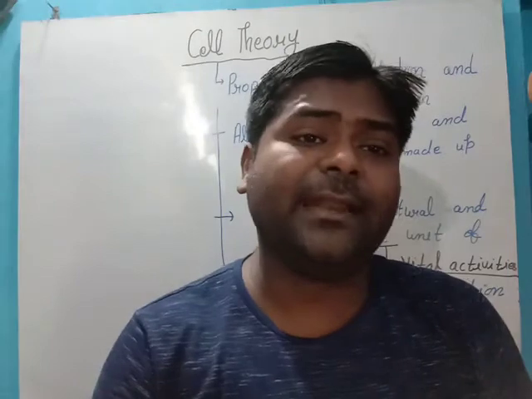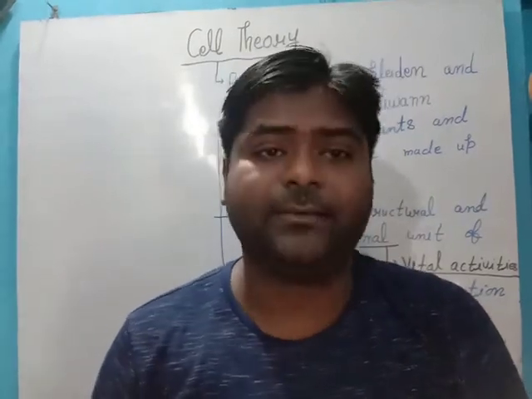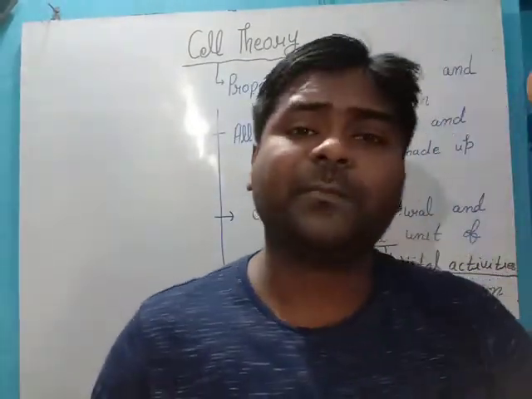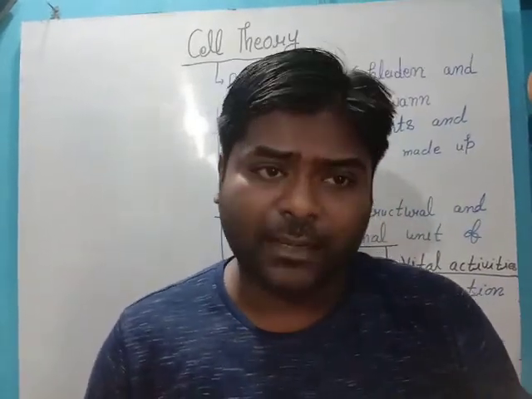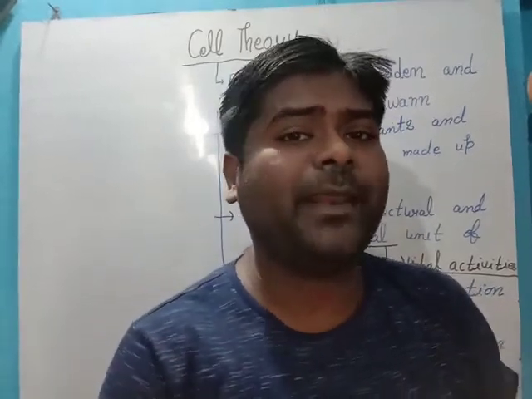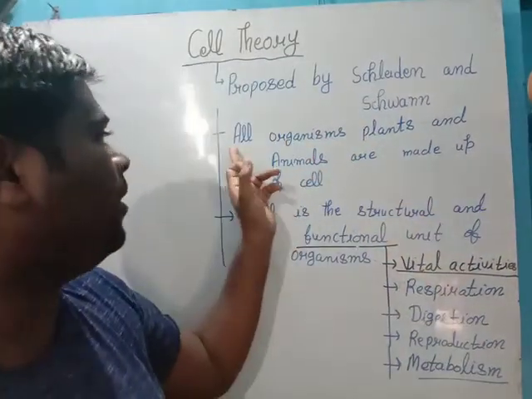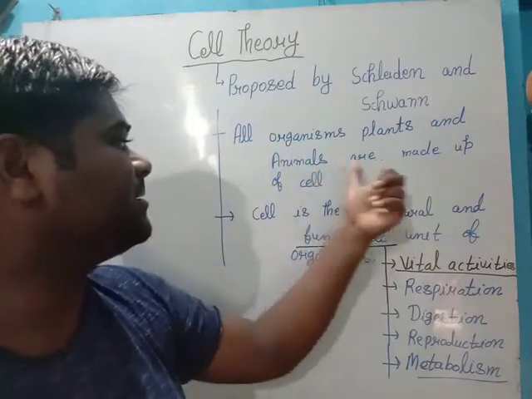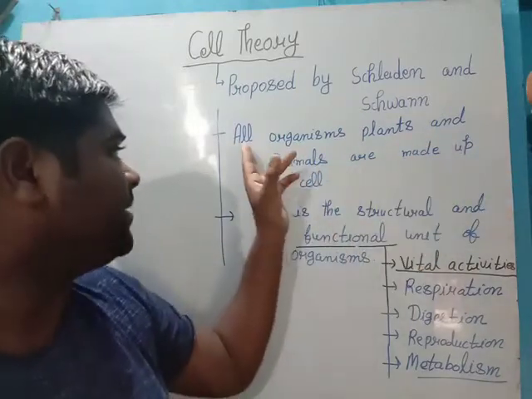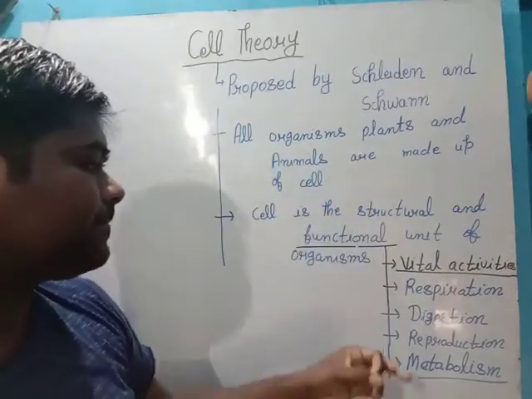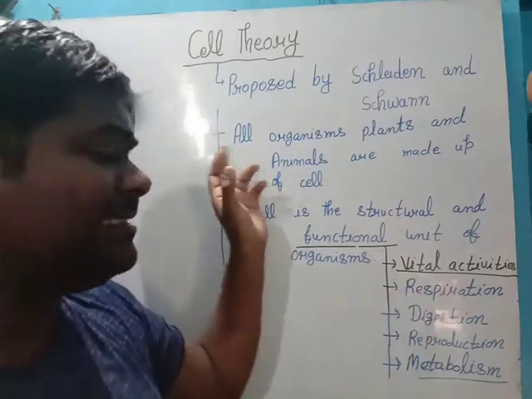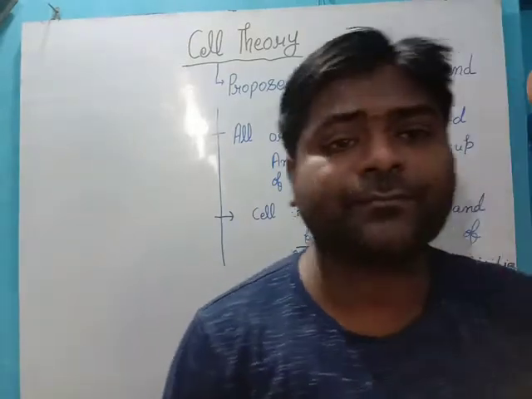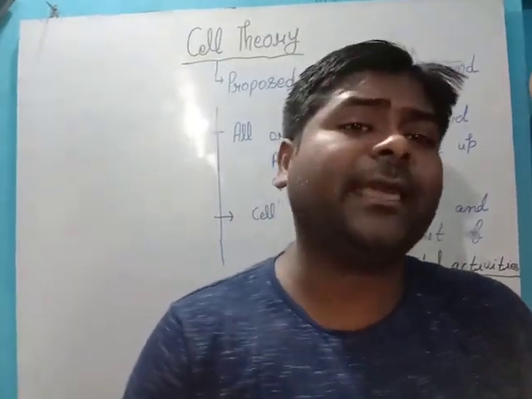And Schleiden and Schwann, they got that idea, that whatever functions plants are having, whatever functions animals are having, actually this is the function of cell. And because we are made by cell, all organisms, plants and animals are made up of cell. Because we are made by cells, we have all these functions. These are the 2 points Schleiden and Schwann gave.